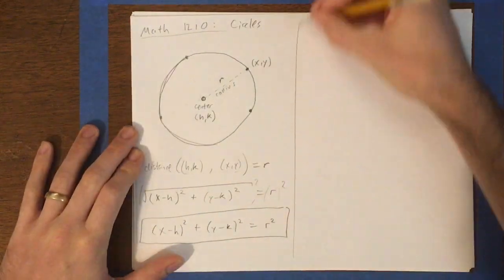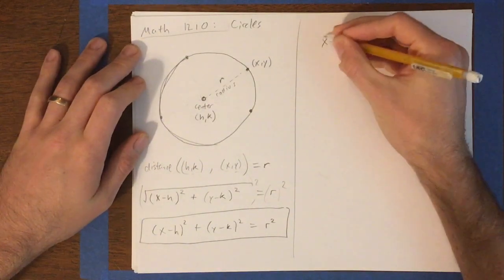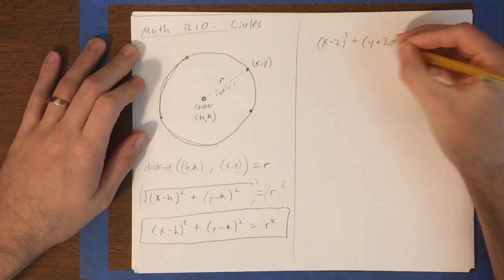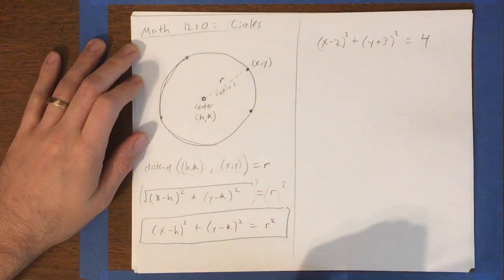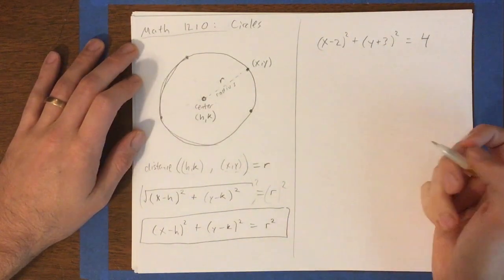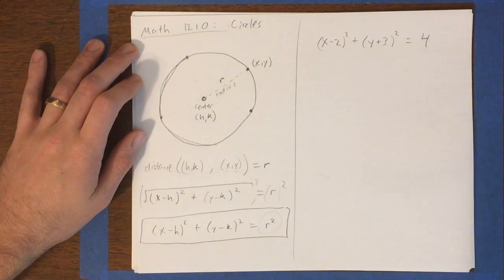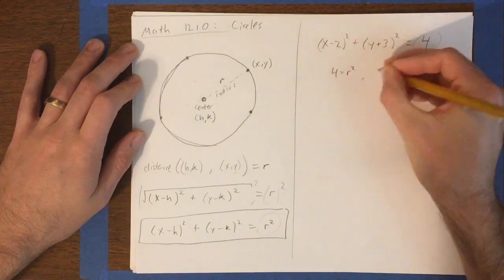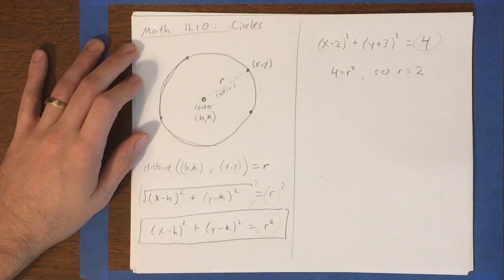So let's run through a quick example. If you look at the equation x minus 2 squared plus quantity y plus 3 squared equals 4, then we can get from this equation all the useful information we need to graph the circle. For example, like I said, that constant over there is the square of the radius, so that means that 4 is r squared, so r is 2. The radius of that circle will be 2.